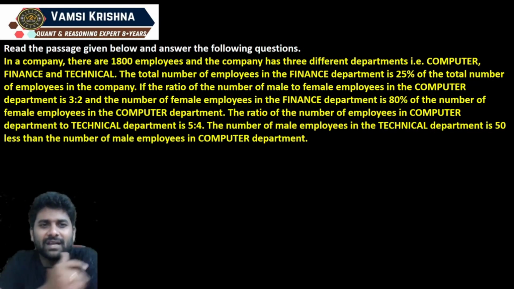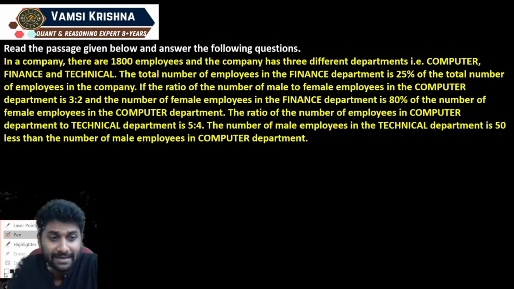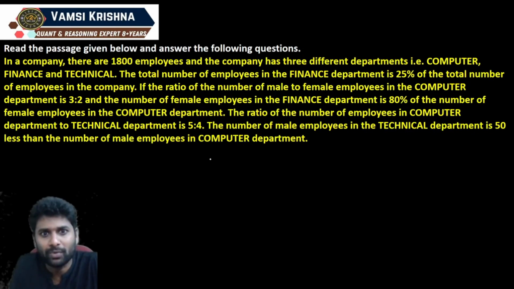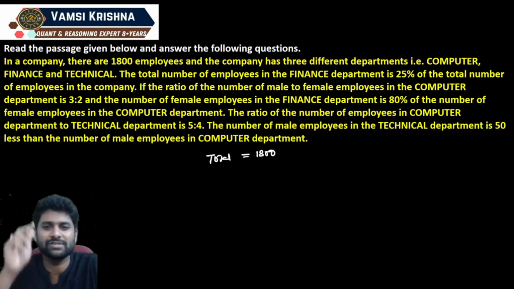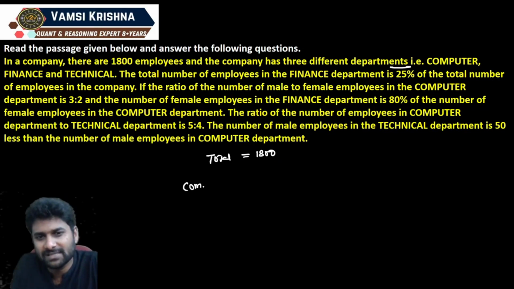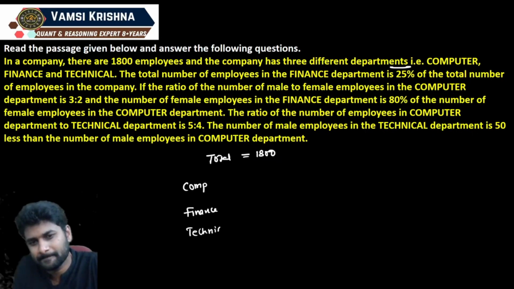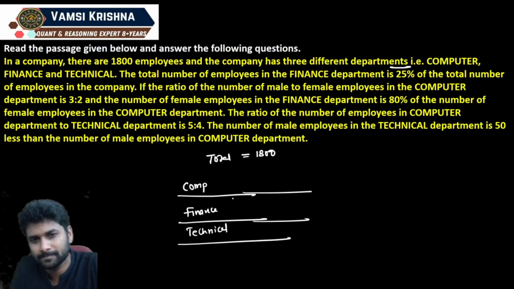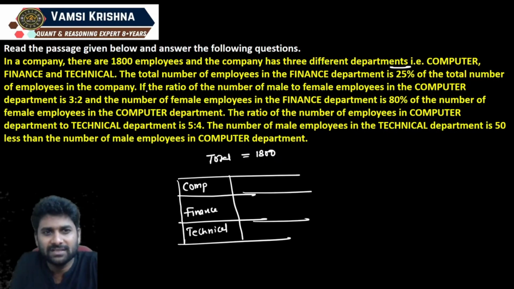In a company, there are 1800 employees. See here, the total number of employees is exactly equal to 1800. In the company, they have three different departments: one is computers, another one is finance, and the third one is technical. Now see the next line here.